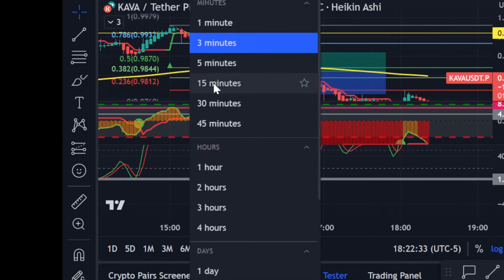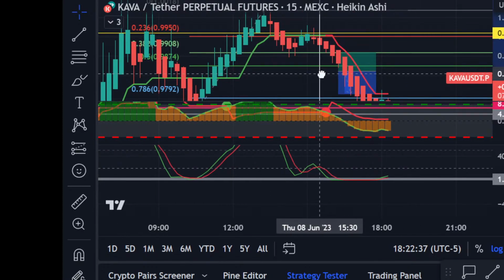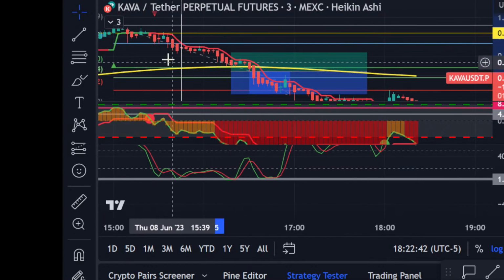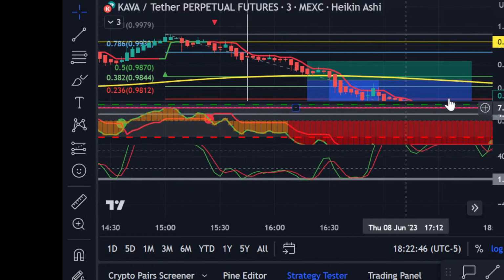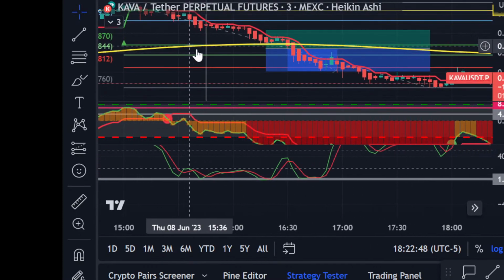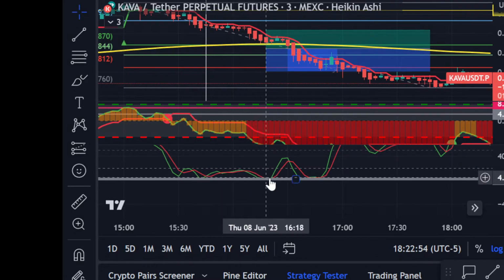Let me mark that real quick. And I wait for that move to happen. Now I'm in this trade until, so here's my 3 minute RSI. See, it's already at the bottom. So that has to run its course.